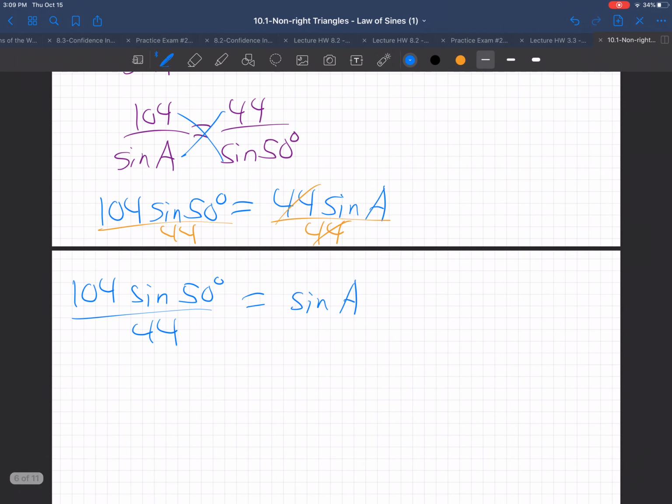Now, how can I finish solving for A? My goal is to get A alone. How do you get A alone? Well, can we just come in here and divide by the sine on both sides? No, we can't do that. It's a common mistake. The reason we can't do that is that sine A does not mean sine times A. Because it's not multiplication, you can't undo it by dividing. You don't get rid of it by dividing.